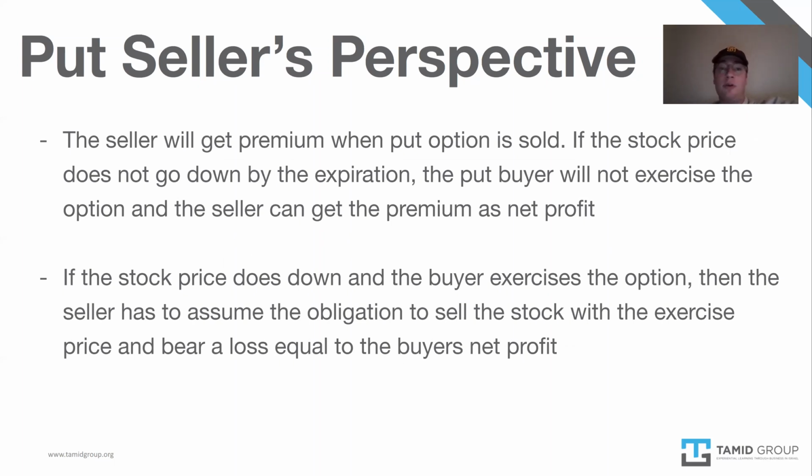The seller will get a premium when a put option is sold. If the stock price does not go down by expiration, the put buyer will not exercise the option, and the seller keeps the premium as net profit. If the stock price does go down and the buyer exercises the option, then the seller has to assume the obligation to buy the stock at the exercise price and bear a loss equal to the buyer's net profit.